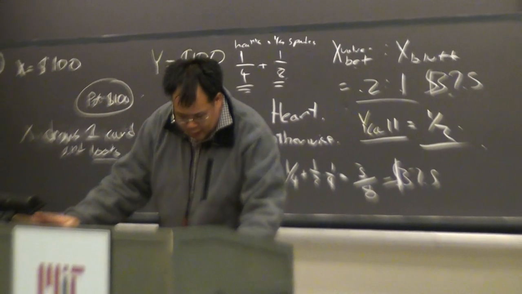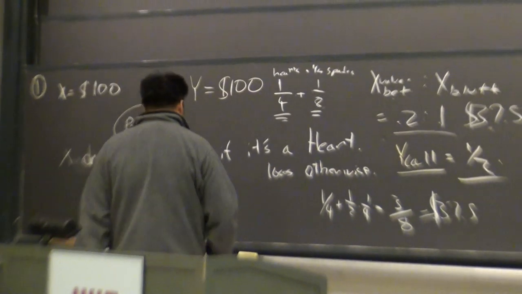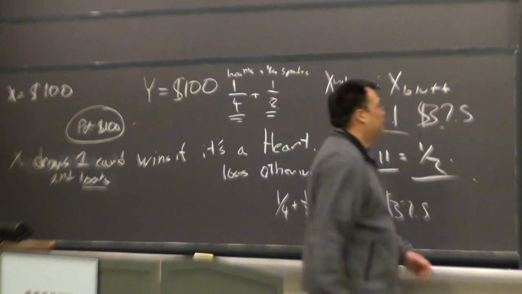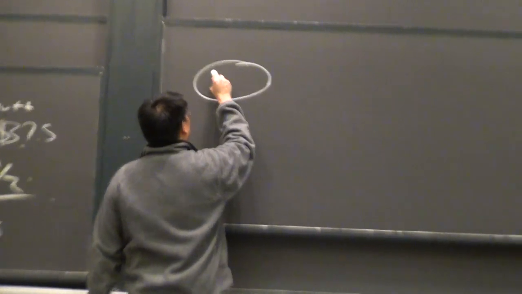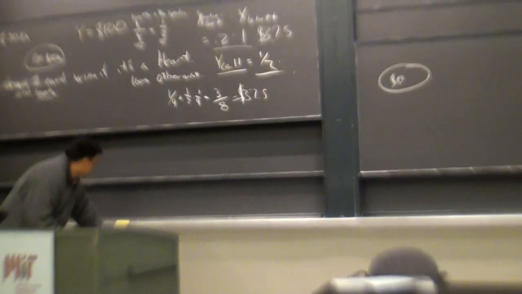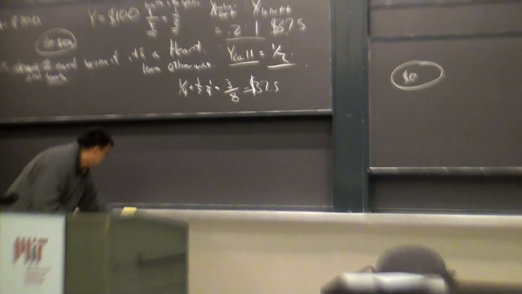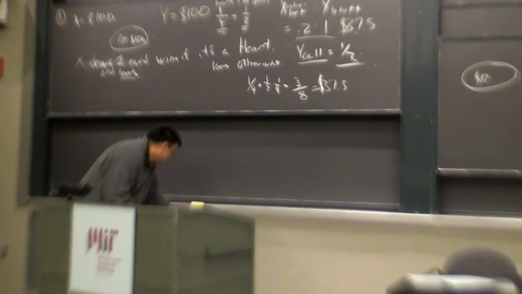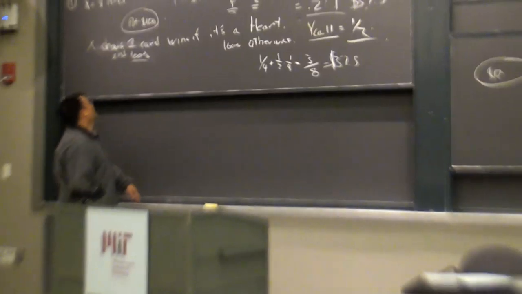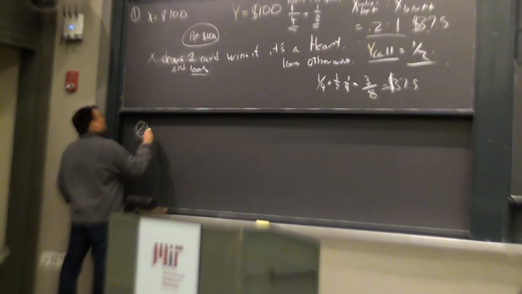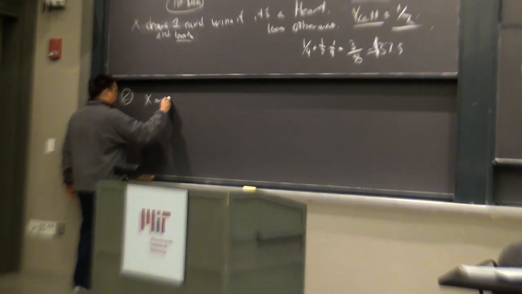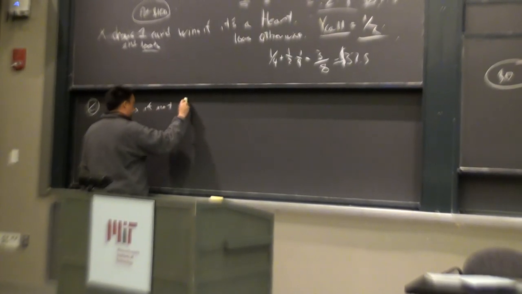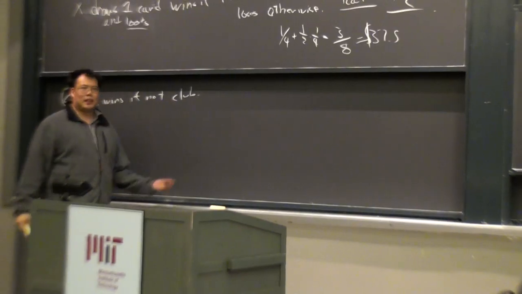Question number two. Okay. So question number two is the same. It's a $100 pot. Right, it's the same. Since question number two is the same, we can just use some of this. Okay. So, number two. X wins if not bluff. What's X's correct strategy here?